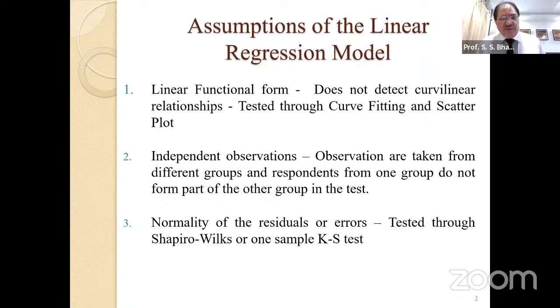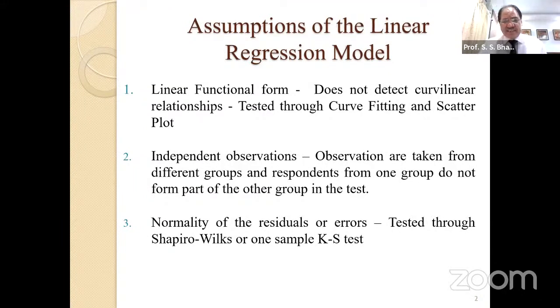Second is independent observations. Independent observations are a part of your research design. How do you ensure that the observations are independent? I will first try to indicate this using a test of differentiation, and then I'll come back to regression.